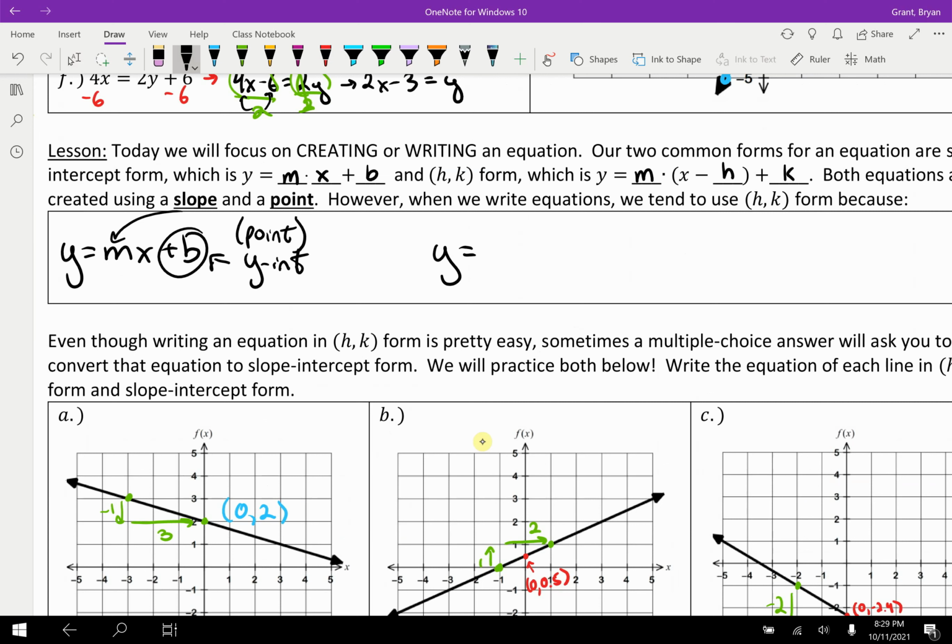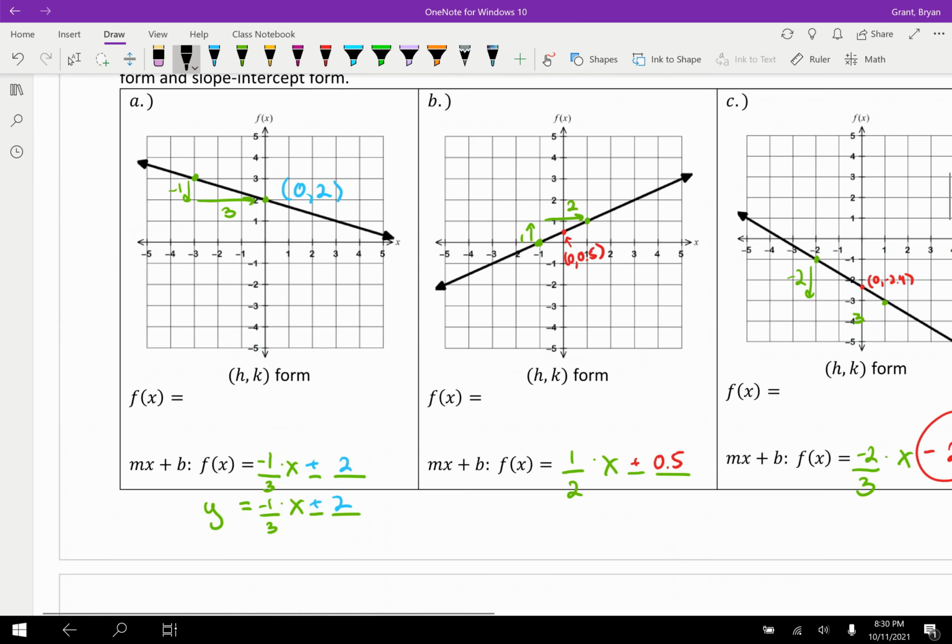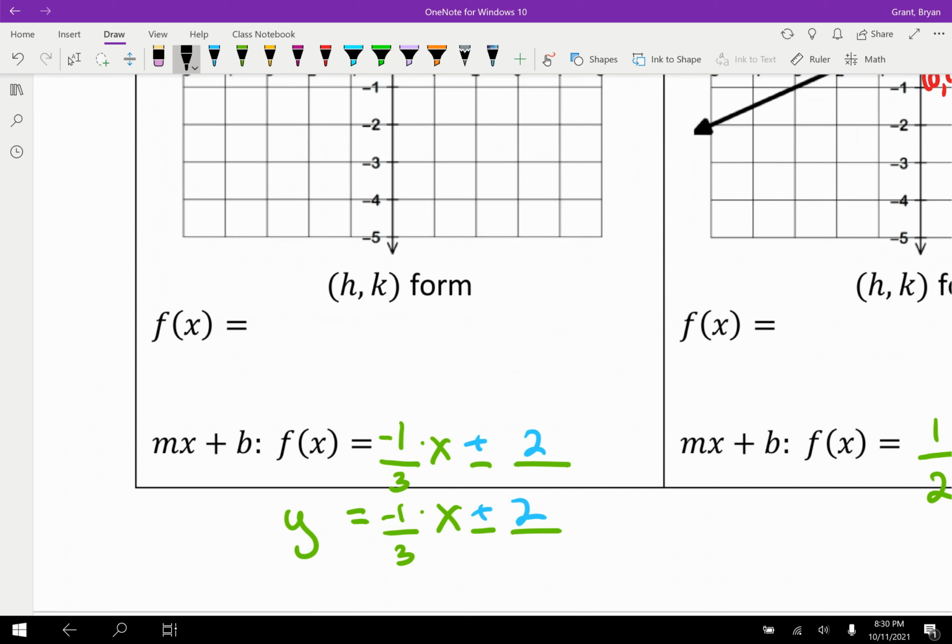So if we quickly remind you about that HK form, just like slope-intercept form, they of course give you a slope, and then they give you a point. But the important thing about the point in HK form is that this can be any point on your graph. Slope-intercept form is limited to the y-intercept. We can use any point with HK. So let's go ahead and set these up really quickly so we can show you how fast it is to write something in HK form, and then we're good.